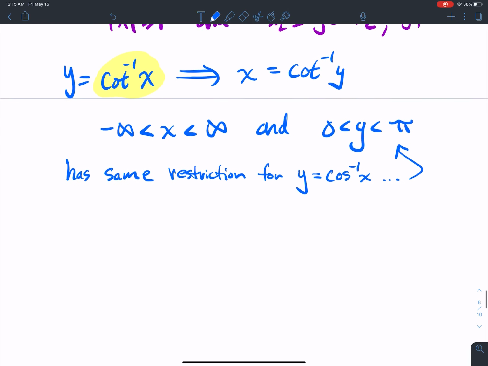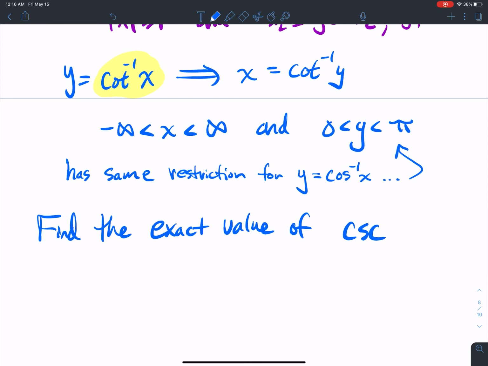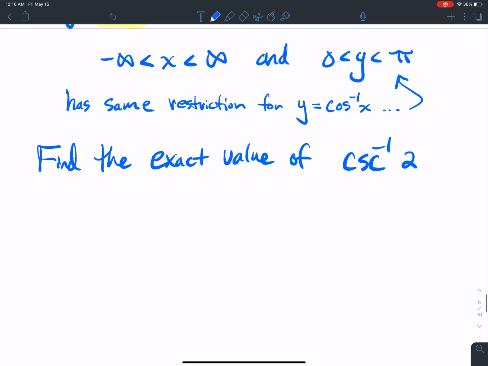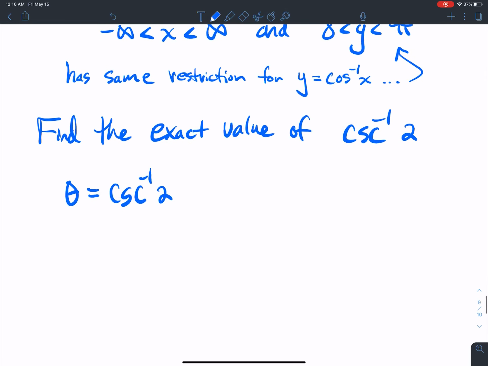Now, I want to find the exact value of cosecant inverse of 2. How do I do this? Remember, trig inverse tells me angles, so I'm going to set this equal to the angle theta. Now I'm going to solve. I'm going to rewrite this by definition.